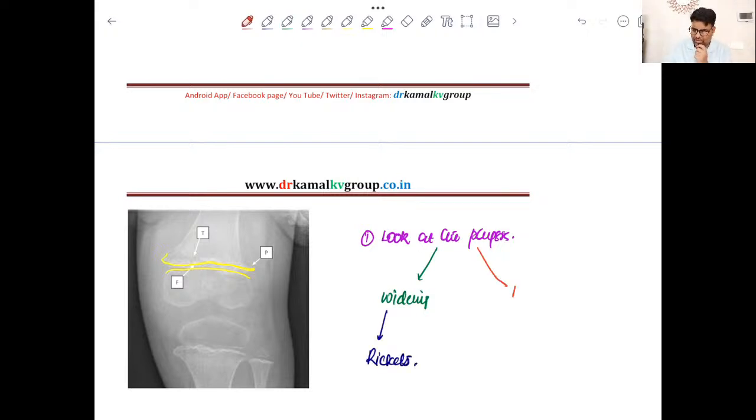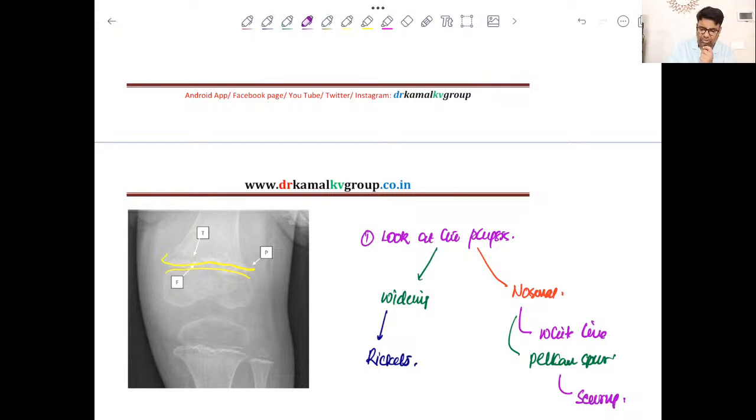If it is normal, then look for the white line or Pelkan spur, and then you can say it is a case of scurvy, right? So this is again a classical case of X-ray scurvy. And here you can also see Trummerfeld zones, which are zones of osteopenia surrounding that white line of Frankel in the metaphysis, right?